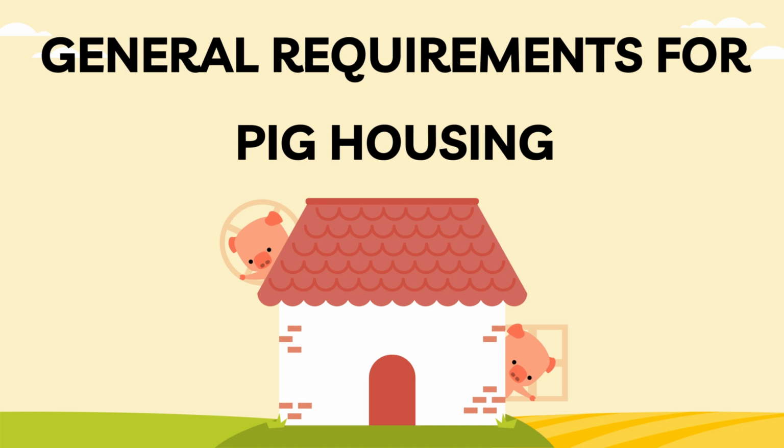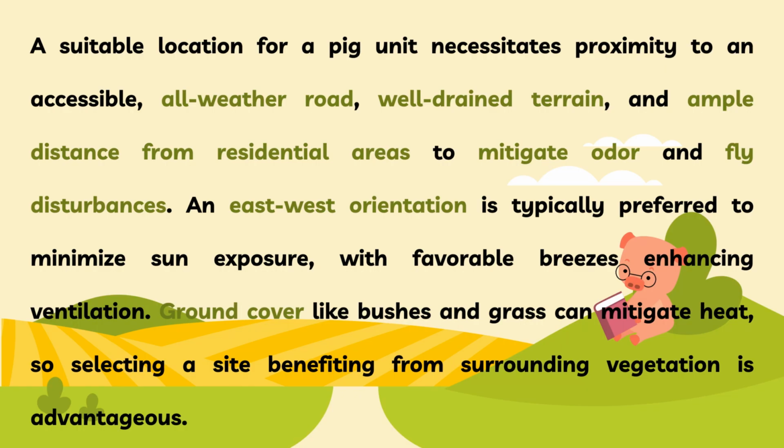General requirements for pig housing. A suitable location for a pig unit necessitates proximity to an accessible, all-weather road, well-drained terrain, and ample distance from residential areas to mitigate odor and fly disturbances. An east-west orientation is typically preferred to minimize sun exposure, with favorable breezes enhancing ventilation. Ground cover like bushes and grass can mitigate heat, so selecting a site benefiting from surrounding vegetation is advantageous.